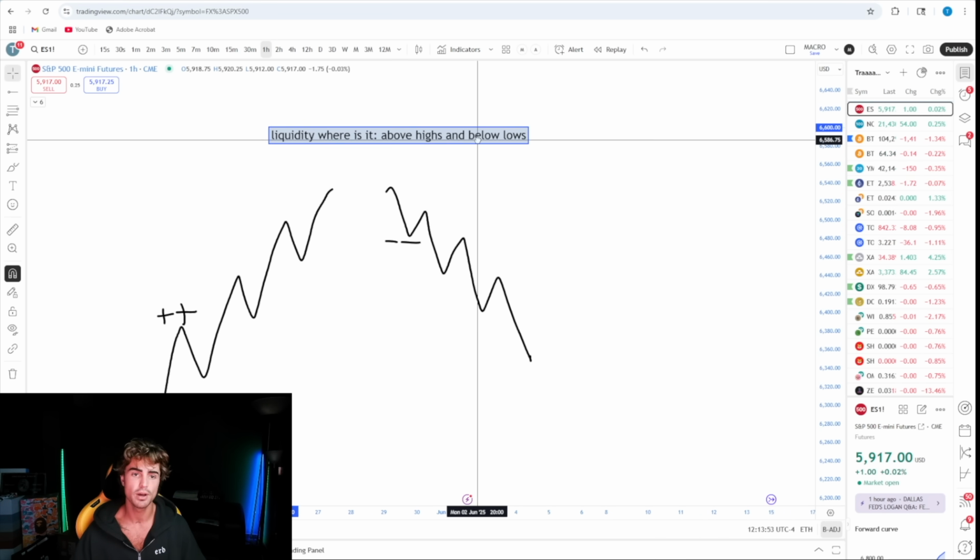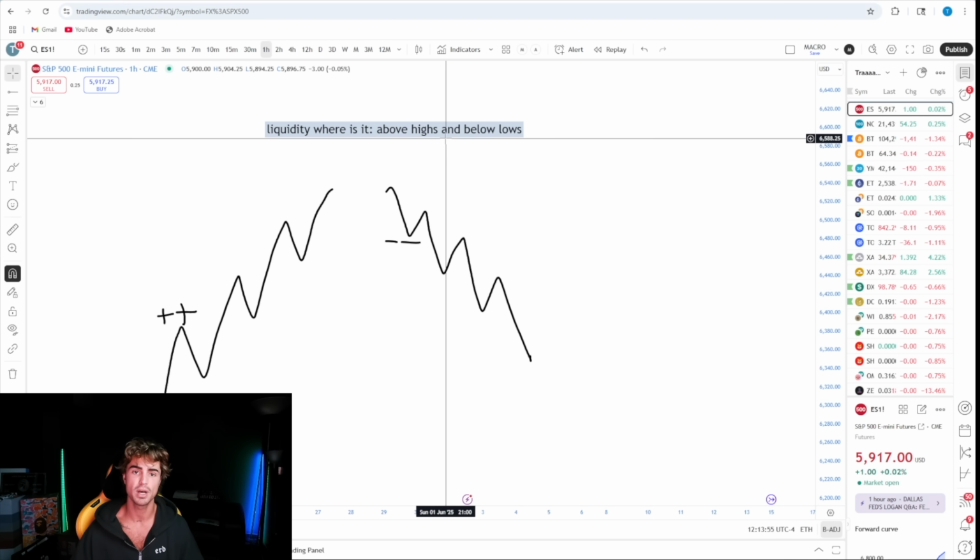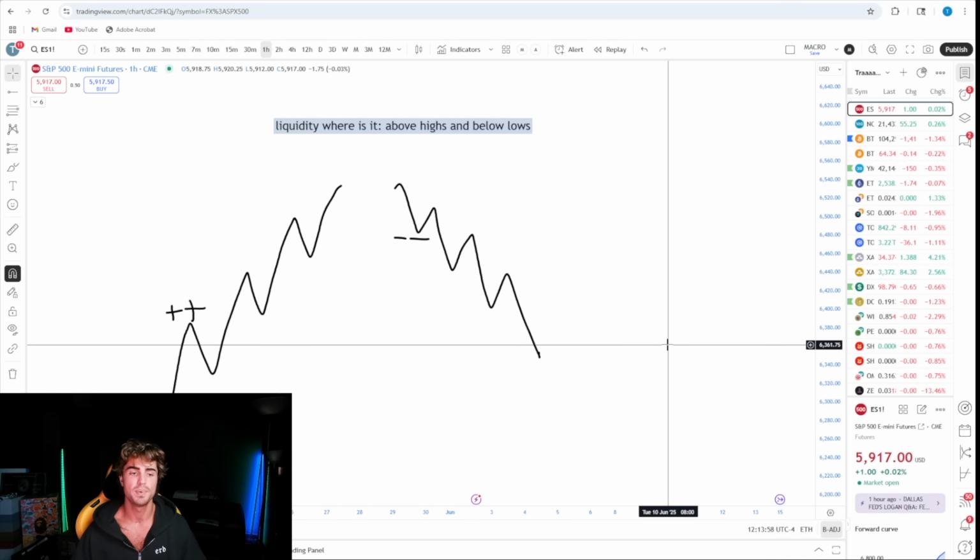So now that we know where liquidity lies, it's above highs and below lows. We also want to figure out, okay, when we're within a market setting, we know that there's three different sessions: there's London session, there's Asian session, and there's New York session. We need to think about each one of these sessions almost like their own character, their own avatar. So we have the Asians, we have the British, and then we have the All-Americans.